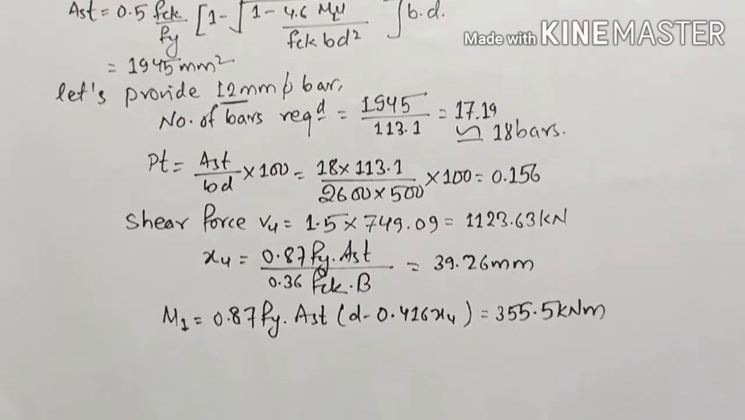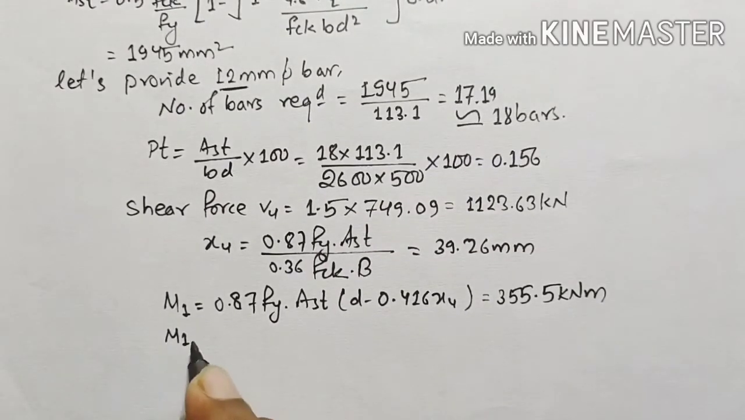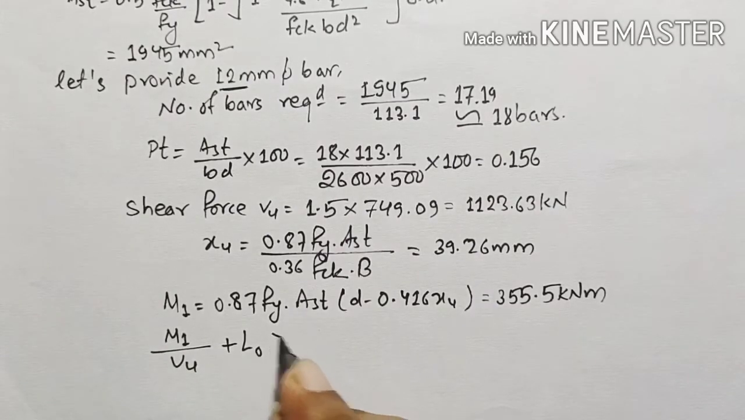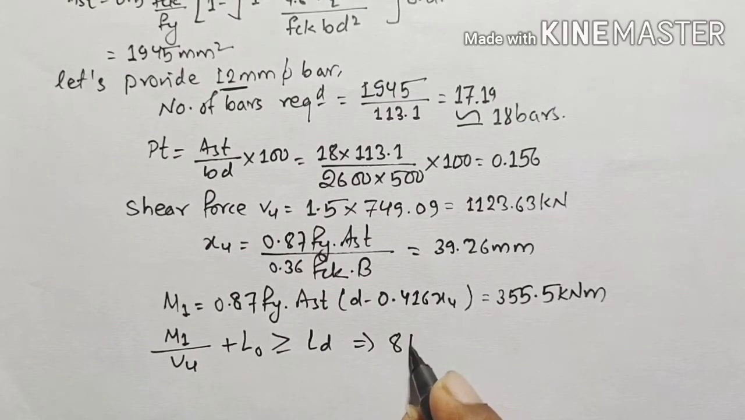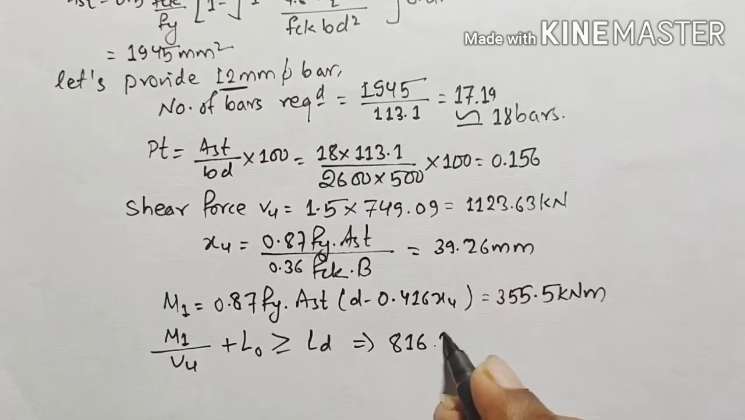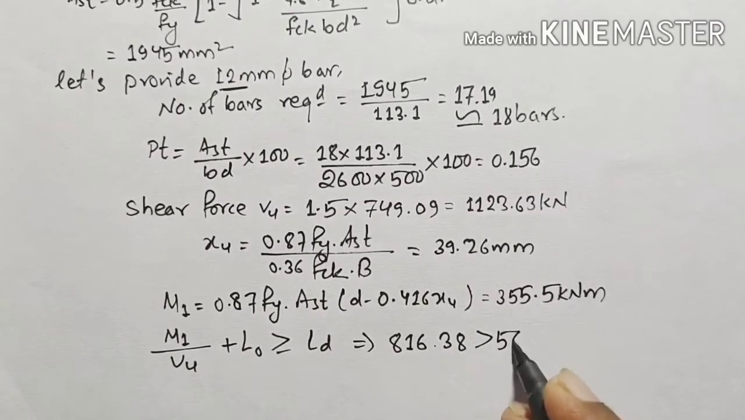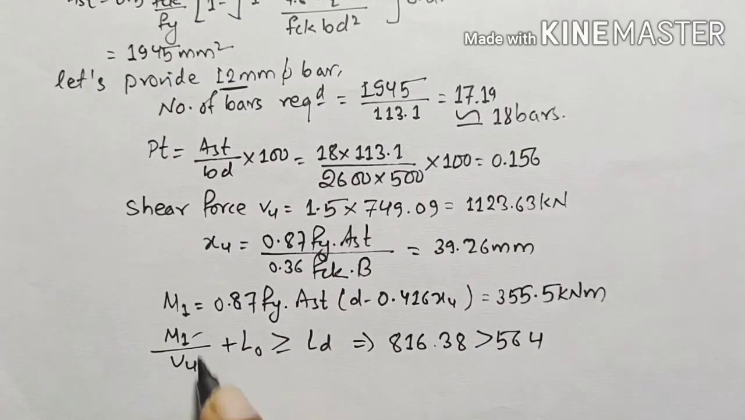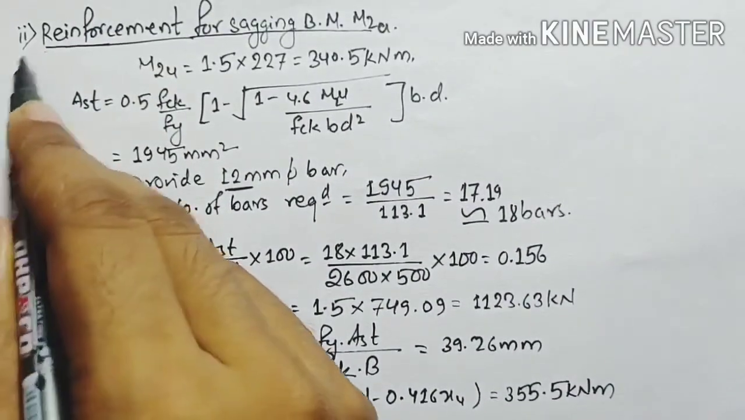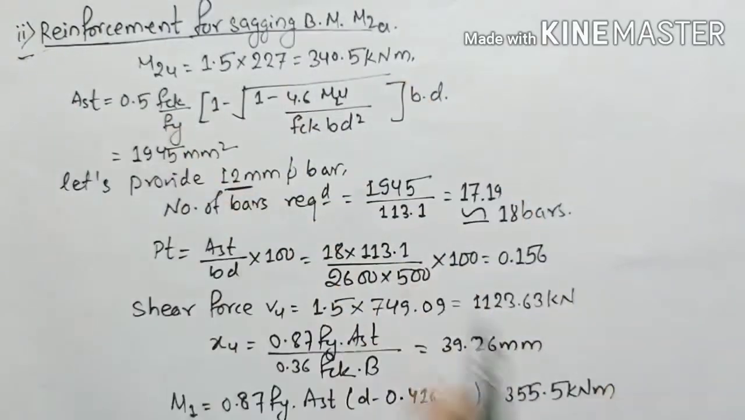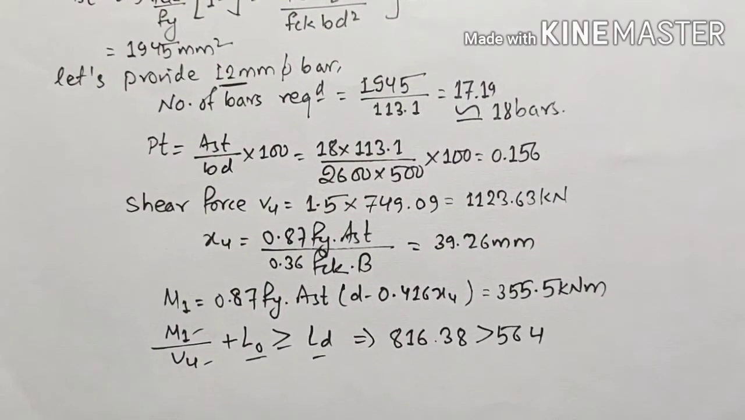Now let's apply the check, that is M1 by VU plus L0 should be greater than or equal to LD. So on putting the value, we will get here 816.38 is greater than 564. Here the moment value and VU value will be placed, and L0 and LD value is similar to what we have done in the preceding step, which was before in the step of M1U.